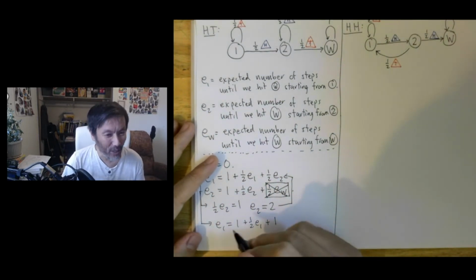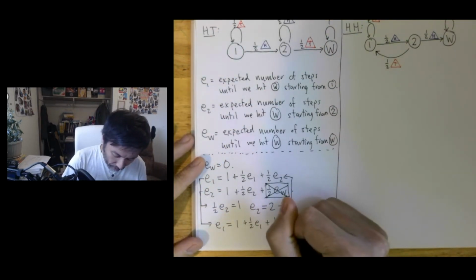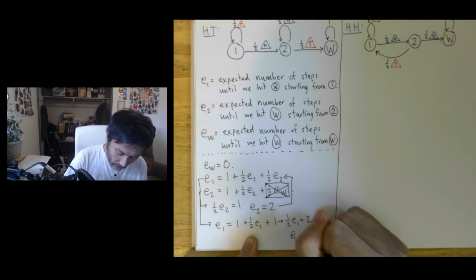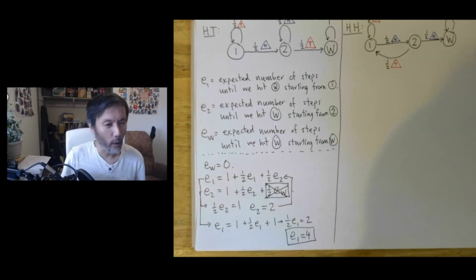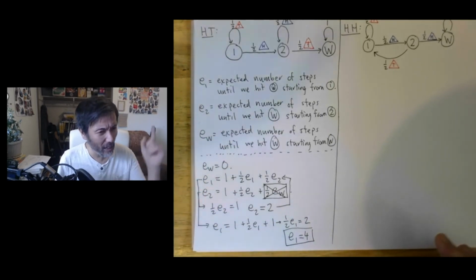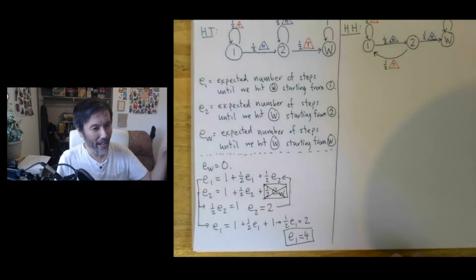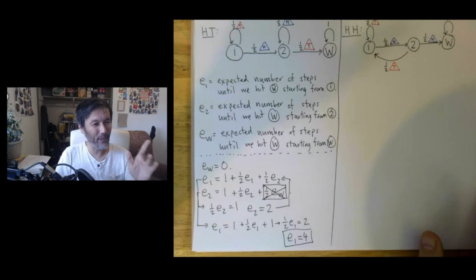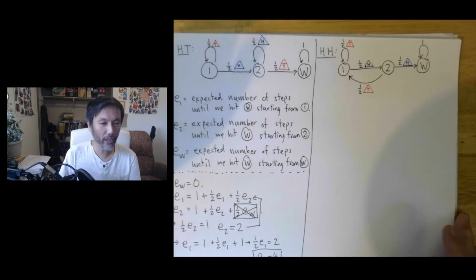So then we can subtract 1/2 E1 from both sides, and get 1/2 E1 is equal to 2 in this case. So guess what? E1 is equal to 4. Looky there. Great. Hey, isn't that what the computer said was going on? Remember way back in this video, we saw that the average number of flips until we saw heads, tails was 4. Empirically, we found that.